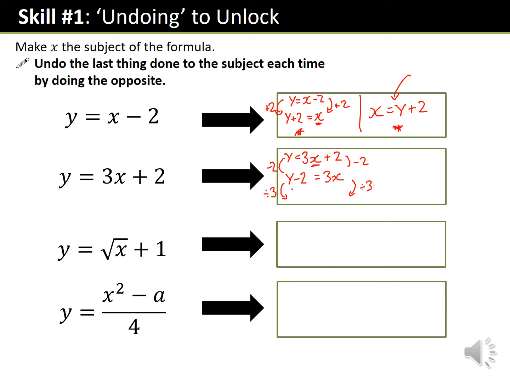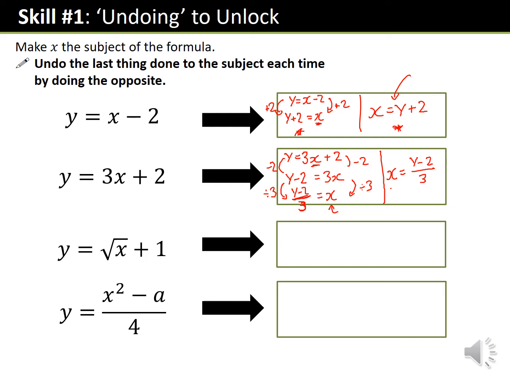So we end up with y minus 2, we're dividing that whole side by 3, so y minus 2 all over 3 equals x. So we can see we've got x on its own, that is now the subject, so I'm just going to write it out with the x on the left. So we've got x equals y minus 2 all over 3. So just be careful when you're dividing, you've got to divide the whole side. So whereas y minus 2, we divided the whole of the y minus 2 by 3.